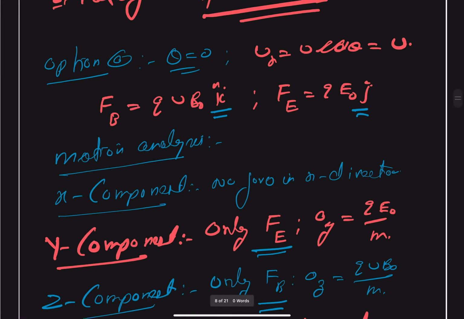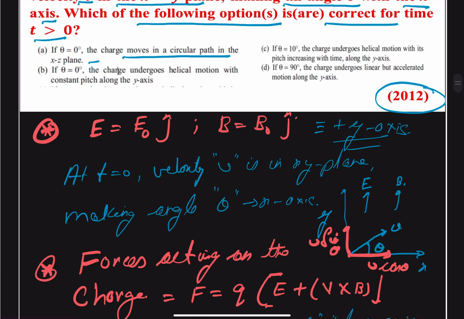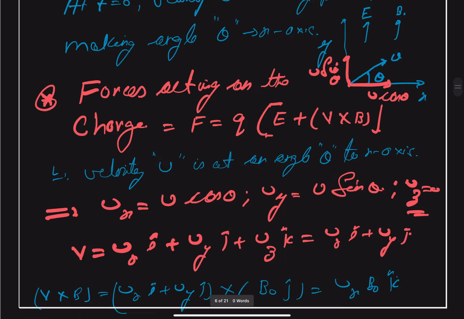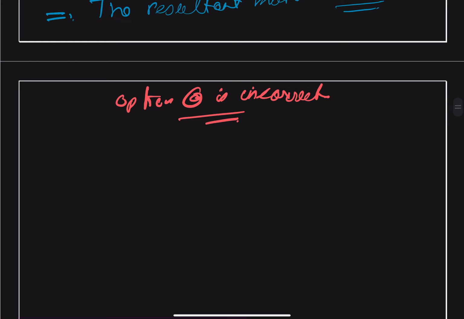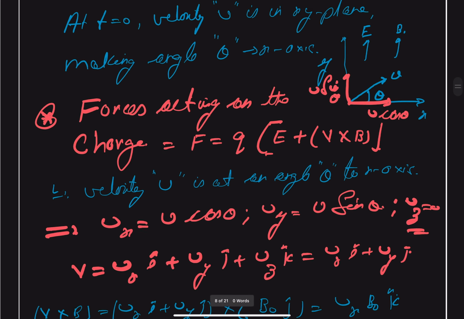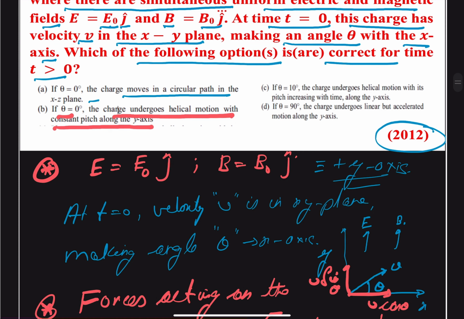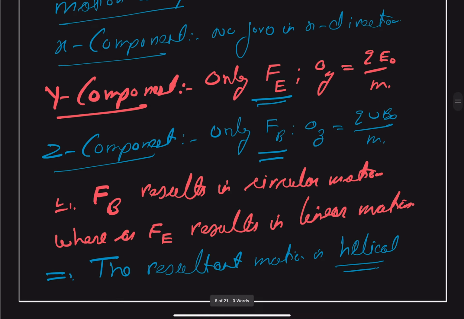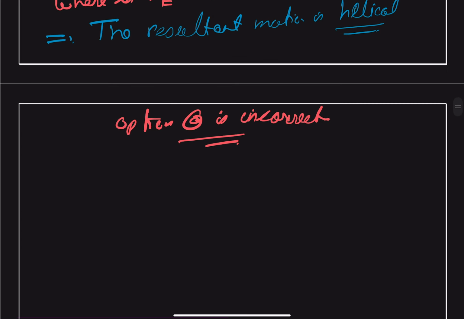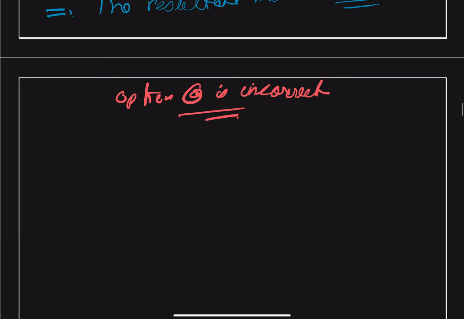Now we come to option B, and in option B it states that once again theta is equal to 0. The charge undergoes a helical motion with a constant pitch along y-axis. And here it mentions constant pitch, but because of the electric force, that motion will be accelerated motion, so the pitch cannot be constant. No doubt it will be helical motion, but the pitch cannot be constant.